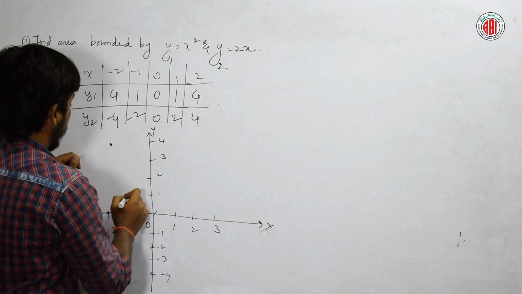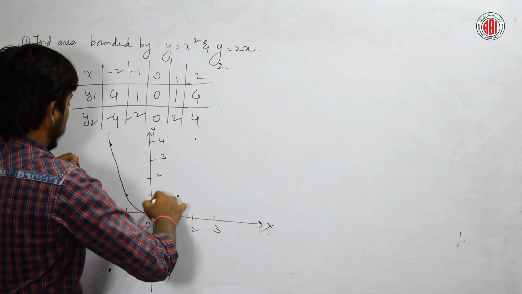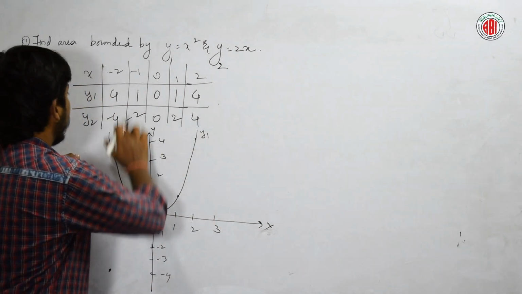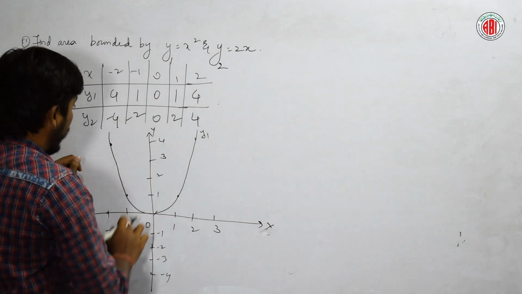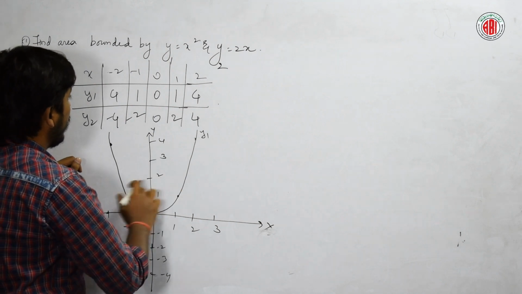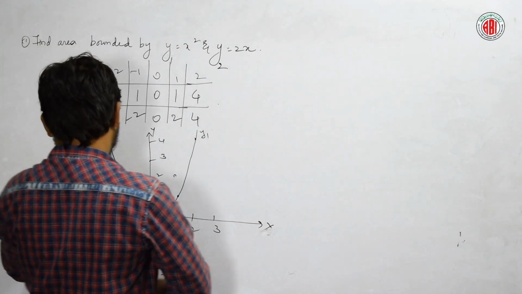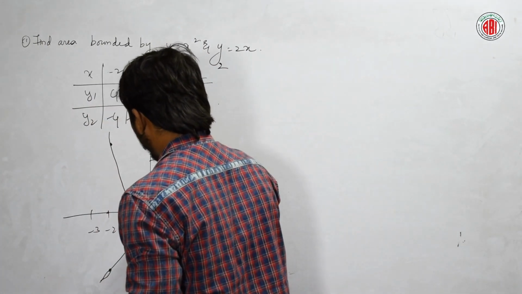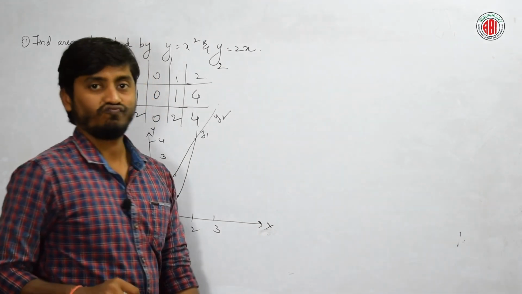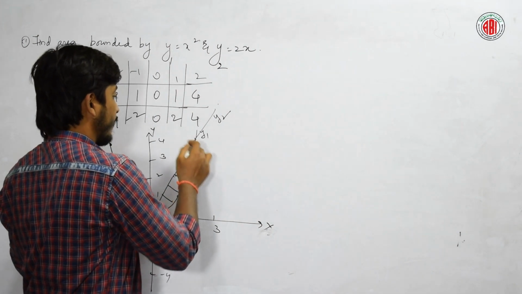4 minus 1 is 1, 1 squared is 1, 2 squared is 4. You will get a parabola like this. This is my y1, right? Next for this, minus 2 and minus 4, and the next minus 1 comma minus 2, 0 comma 0, 1 comma 2, 2 comma 4. So this will be our straight line. This is y2.